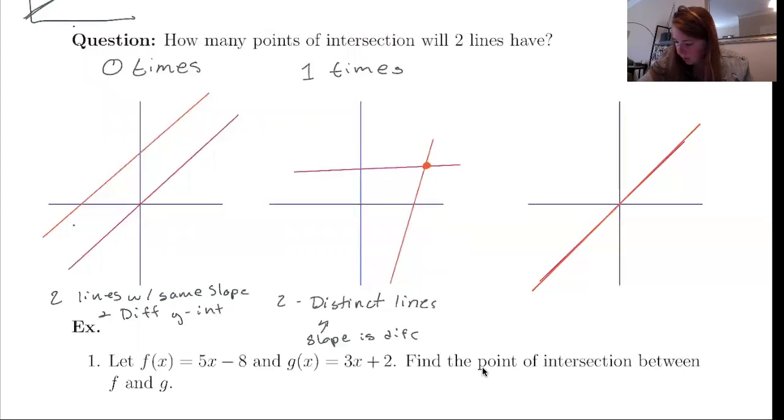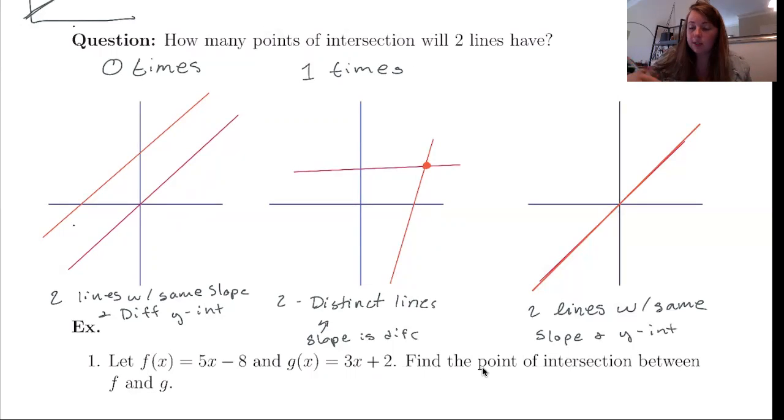Think about that as the same line. So two lines with the same slope and y-intercept. That's pretty much the same line, right? So every single point on that line, they share, and they're going to intersect at those points. So we would say an infinite amount of times. So 0, 1, or always, right?